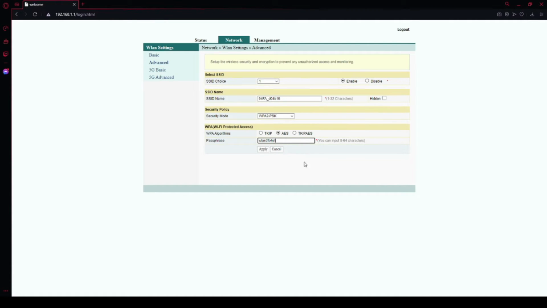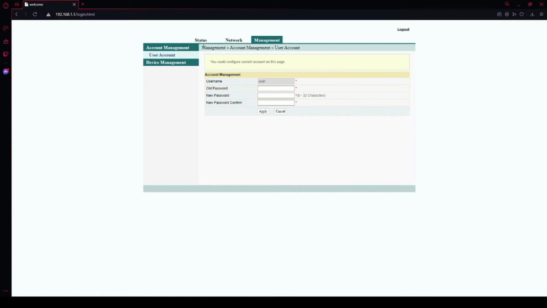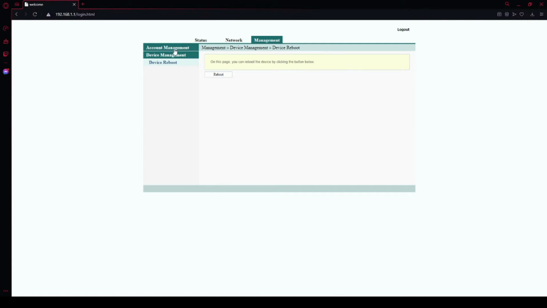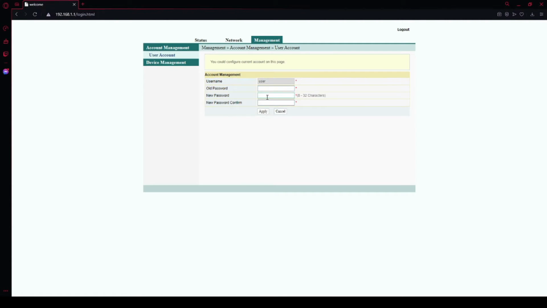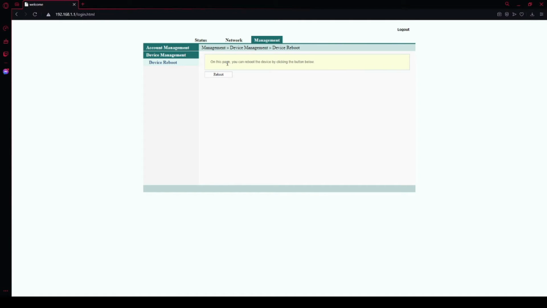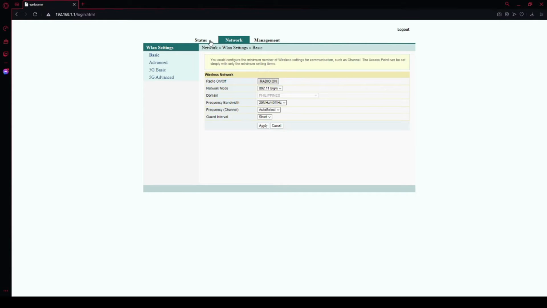It depends on you if you want to change yours. I'm just showing you how to change it. So you can just change it there. And in the management, the one you used to enter earlier, you can also change the password of it. And here in device management, if you want to reboot your router, you can also do it here.